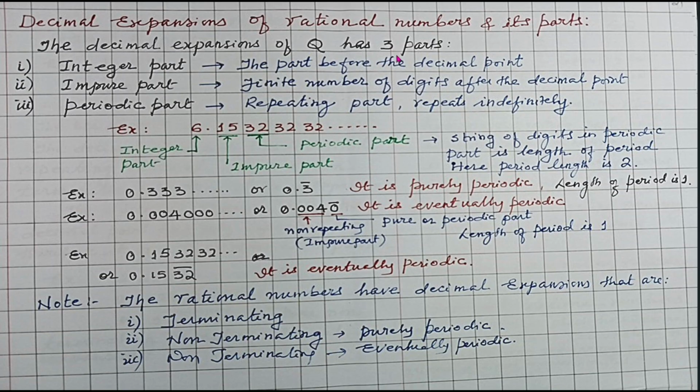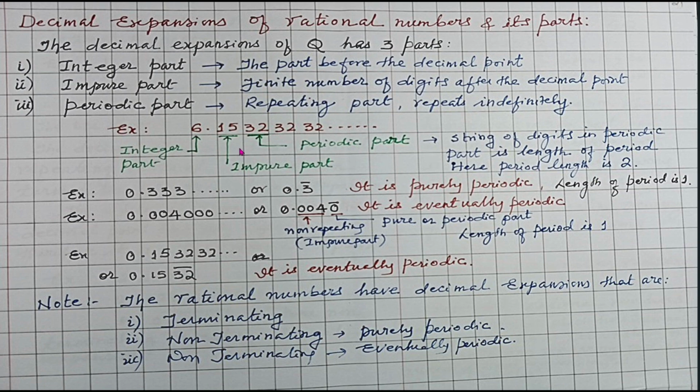The decimal expansion of rational numbers, as we have already learned, has three parts: the integer part, the impure part, and the periodic part. Let us understand this very clearly. Now let us consider the decimal expansion 6.15323232 and so on. Rather, it is 6.1532 bar. Now 6 is the integer part, the first part. The 15 is the impure part, which is a non-repeating part, and 323232 is the periodic part, the repeating part.